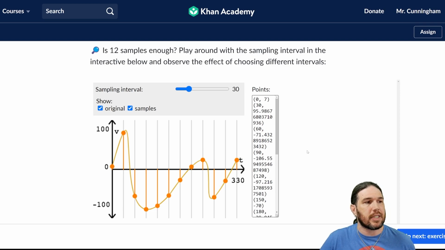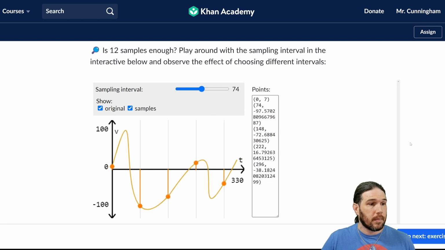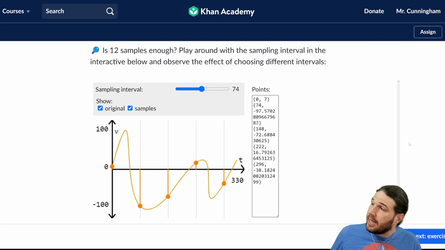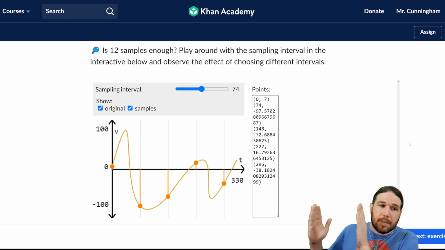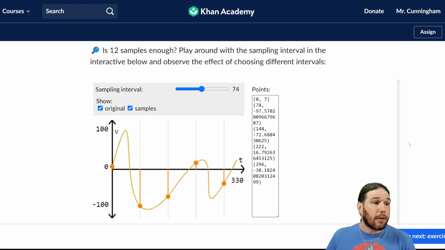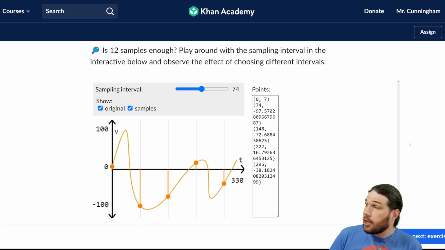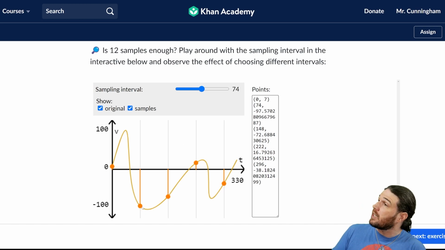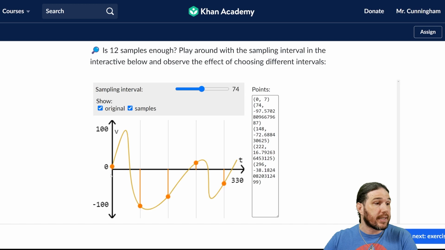Now let's see what happens if I take the sampling interval and make it bigger. As you can see, what that's done is it's widened the space between the points, which means there are fewer points. And in fact, I would say that this is a very bad representation of that curve, because from the first to the second point, it looks like it's just going down, whereas it's supposed to go way up and then down.